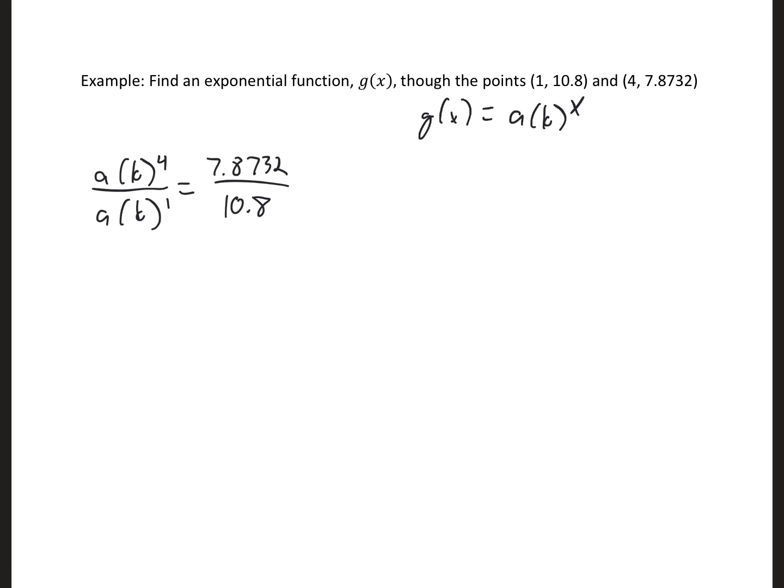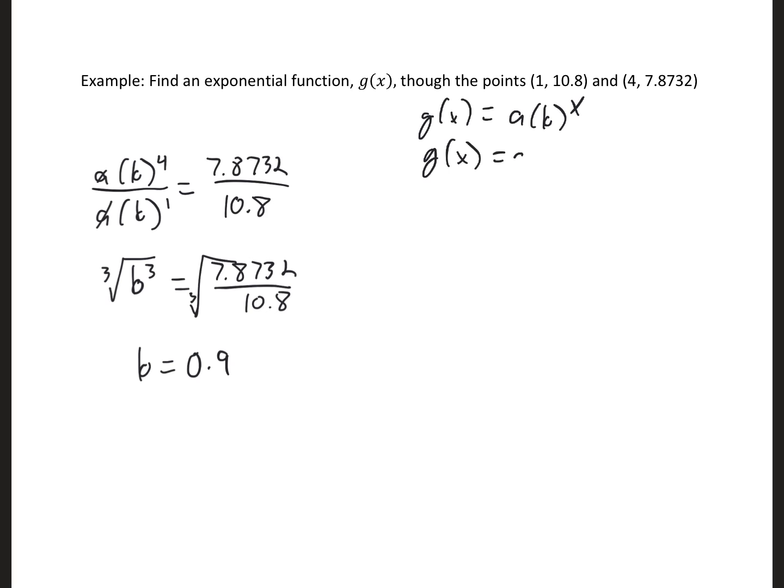We can simplify the left side. a over a would cancel, and then b to the fourth over b to the first power, using exponent rules, is b to the third power. I can then solve this equation for b by taking the cube root, and the result is that b equals 0.9. So far, g of x equals a times 0.9 to the x. And again, that's just using that proportional relationship.